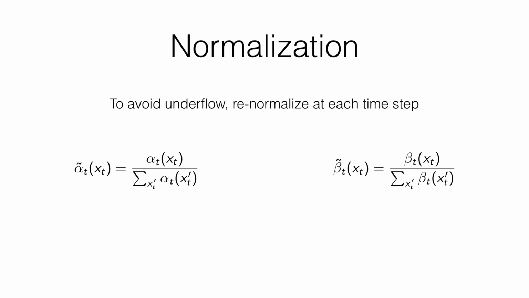So what we have to do is normalize some of these to prevent them from underflowing. It's just the usual formula for normalization. We basically can compute all of the alpha t's and then replace them with the normalized form of alpha t. So we sum over all of the possible values of alpha t and divide every alpha t by that sum, and same with beta t.